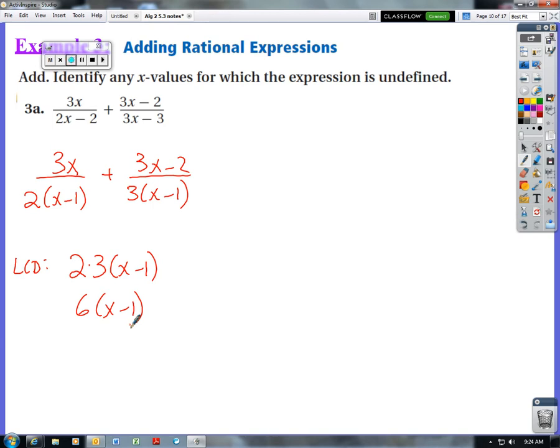And then you could proceed from there, and I think at this point I'll just give you the answer. So the answer is 15x minus 4 all over 6 times the quantity x minus 1. See, that's that common denominator that's right here. And then x cannot equal 1. If you want to go over any of these in class, I'll be glad to help work through these with you.